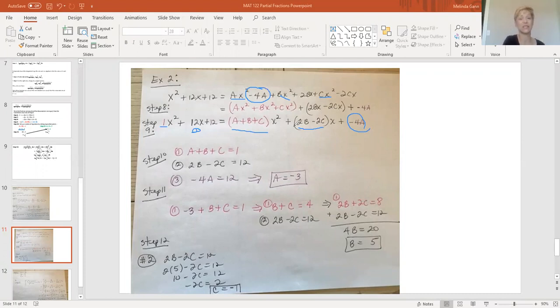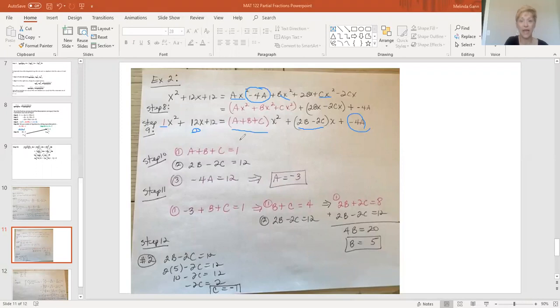Now, instead of having a system of 2 equations, I've got a system of 3 equations. But see, this one I can already work. If negative 4a is 12, if I divide both sides by negative 4, I get a is negative 3. So now I already know that a is negative 3. So I can put that back in equation 1 and make it look a little better, and put it in equation 2 and make it look a little better. So that's what I did.